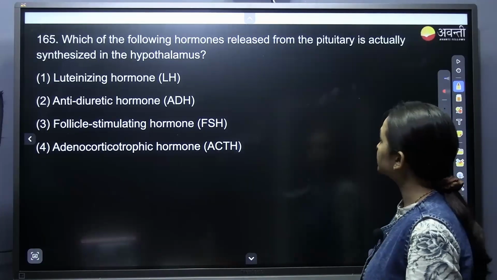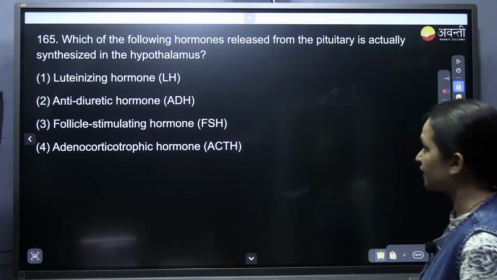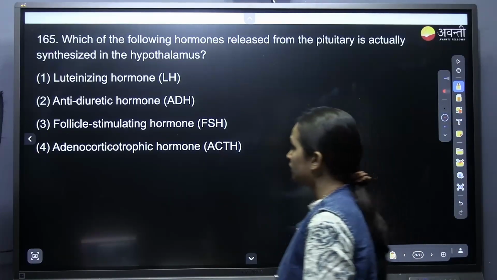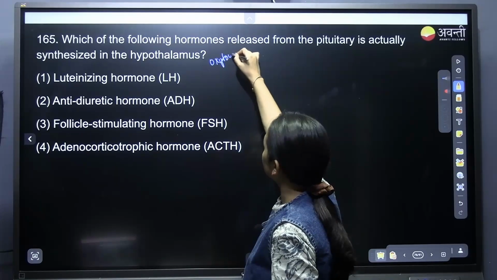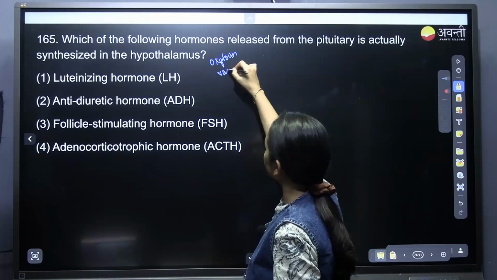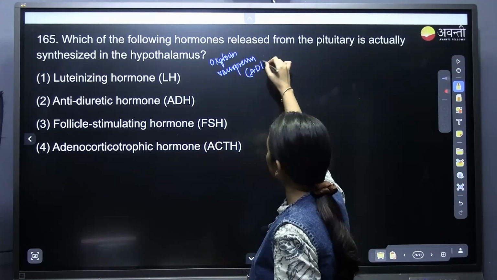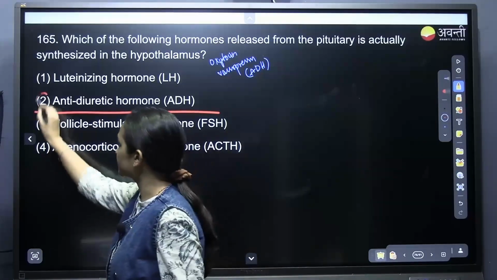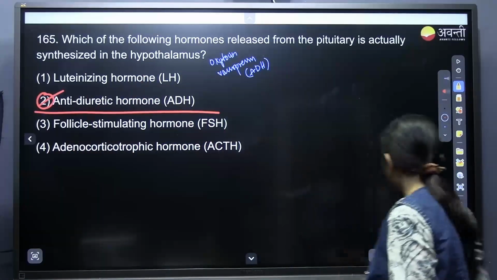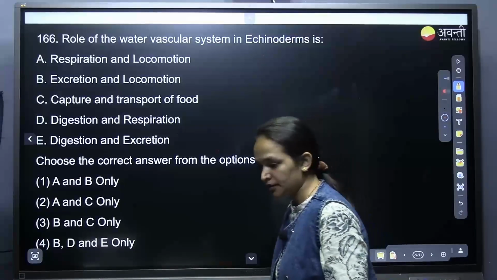Which of the following hormones released from the pituitary is actually synthesized in the hypothalamus? Which are those? One is oxytocin, another one is vasopressin, otherwise called ADH, antidiuretic hormone. Easy as that. Option 2 is the right answer.